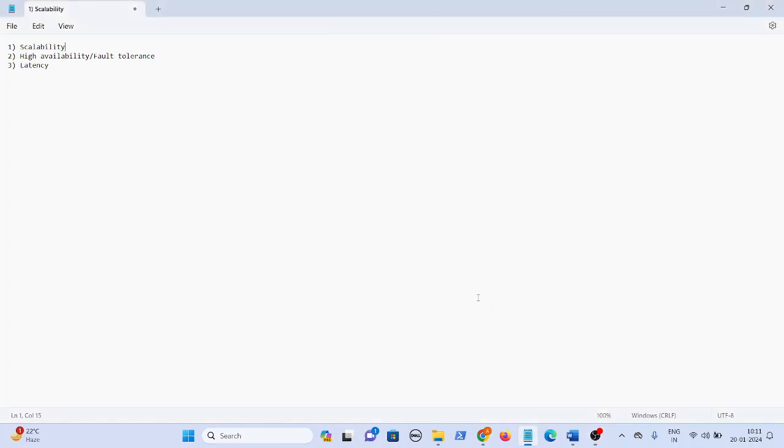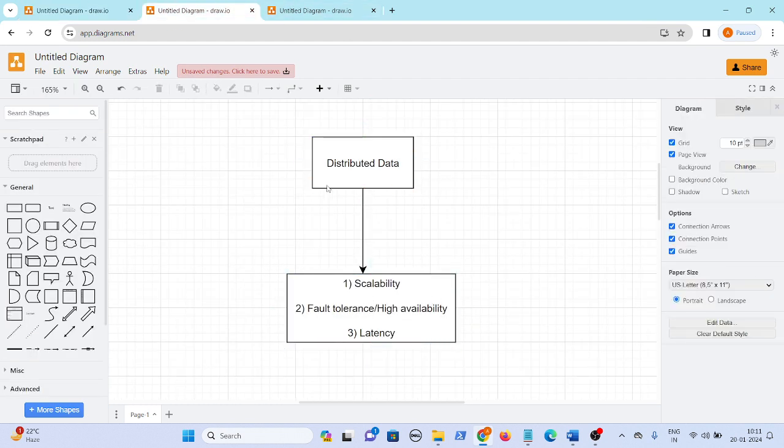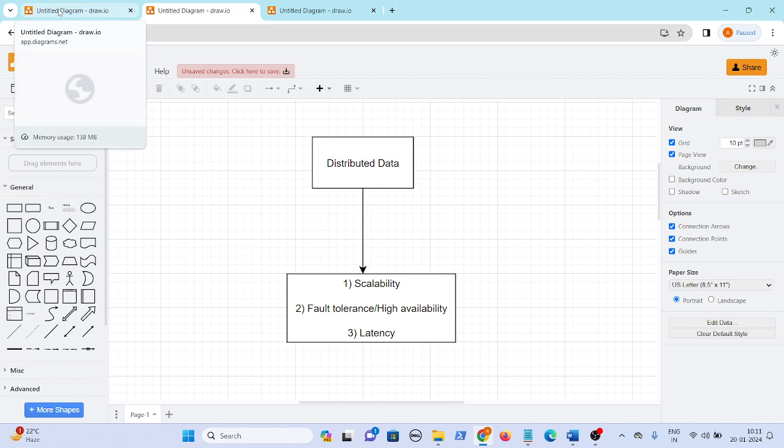Hi guys, in the last tutorial we discussed a distributed database and the three main reasons for choosing one, right? These are the three main problems we see in the real world for which we choose a distributed database: scalability, fault tolerance and latency. We can see the same here: scalability, fault tolerance and latency. People who are new to this can refer to the old video to understand more about this.